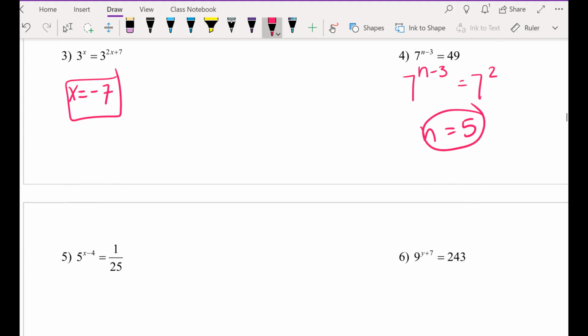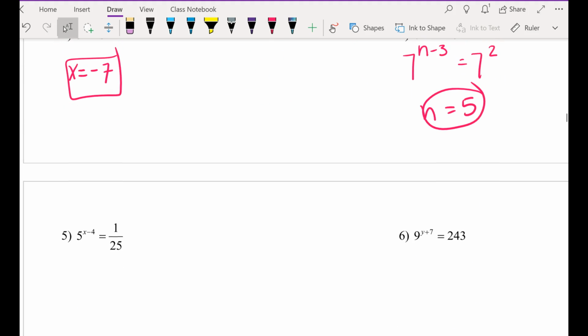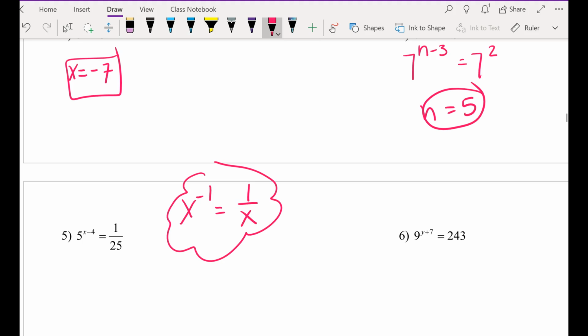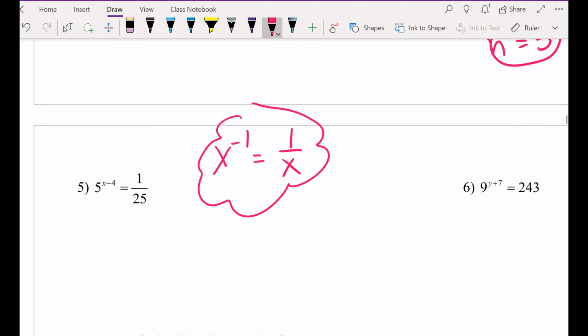Now, 5 and 6. Raise your hand if you already know how to attack 5. Hannah? Would you make it 25 to negative 1? Do you think that's a good idea? Yes. Let me remind you guys quickly. Remember when we had x to the negative 1, and I said, how do you make it into a positive exponent? We write 1 over x, right? Same thing with numbers. If it's in the denominator, you can move it to the top and use a negative exponent. So 5 to the power of x minus 4 equals 25 to the negative 1.